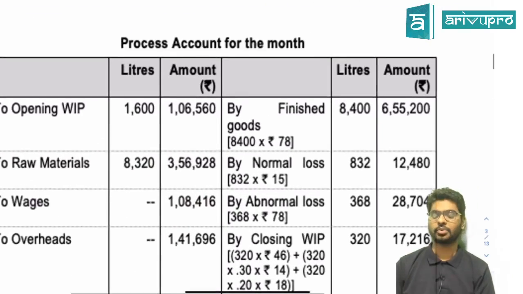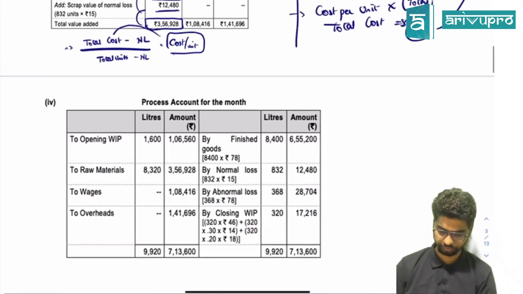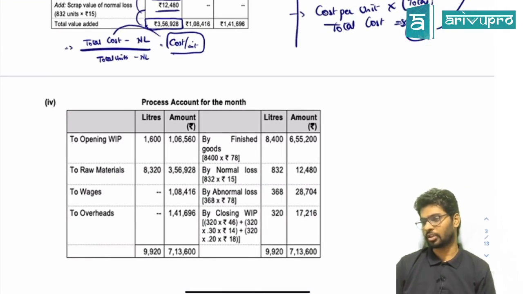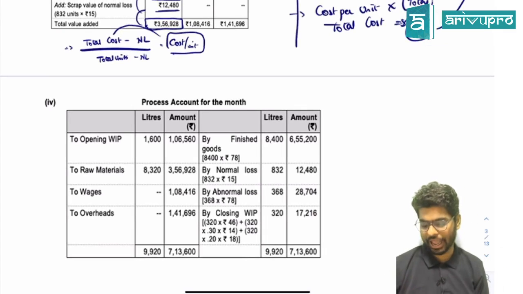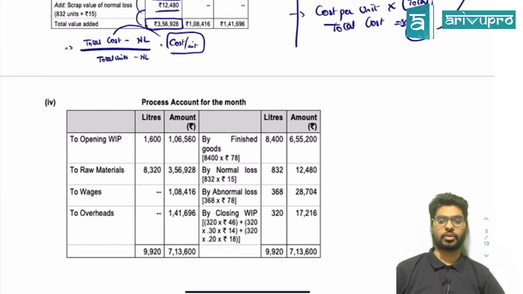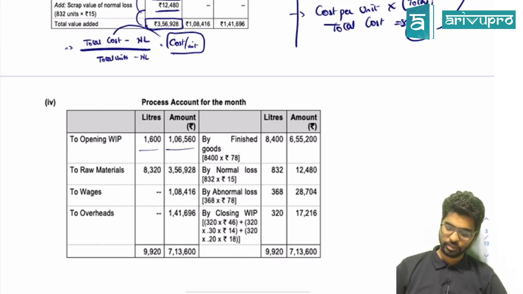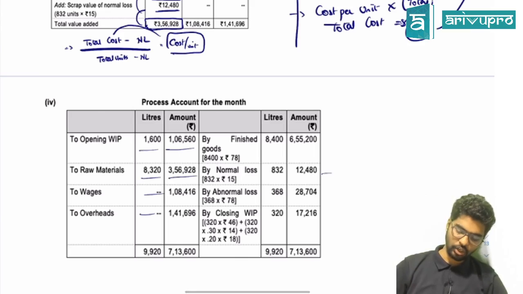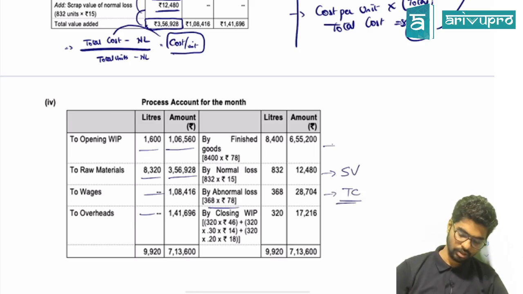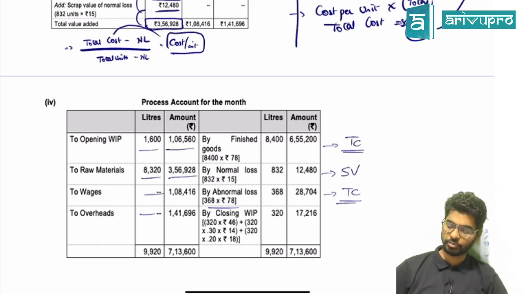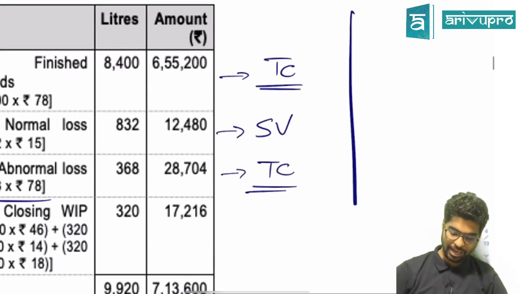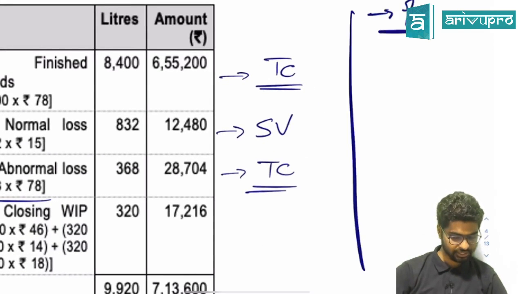Okay. Last one is the process account. Now for the process account, I have the value of the opening WIP, material cost, wages, overheads. Normal loss will be at the scrap value, abnormal loss will be at the total cost, finished goods again will be at the total cost. Only the closing WIP, if you remember, I will be taking as per the percentage completed.